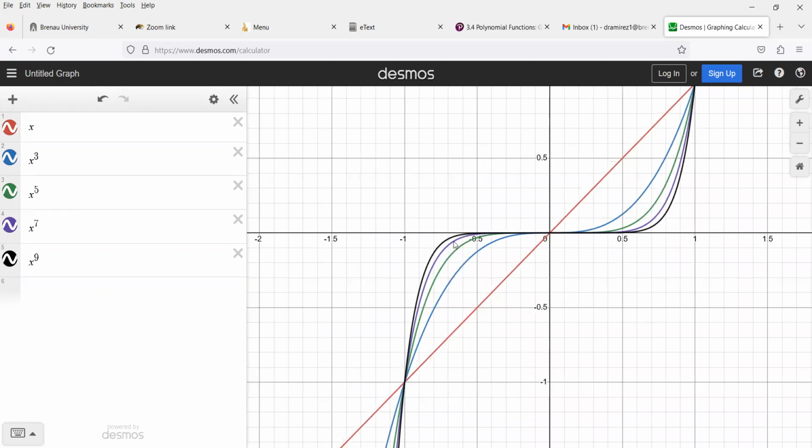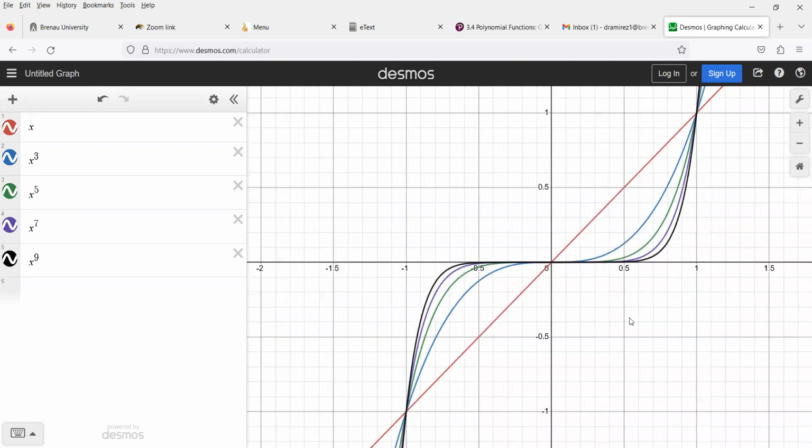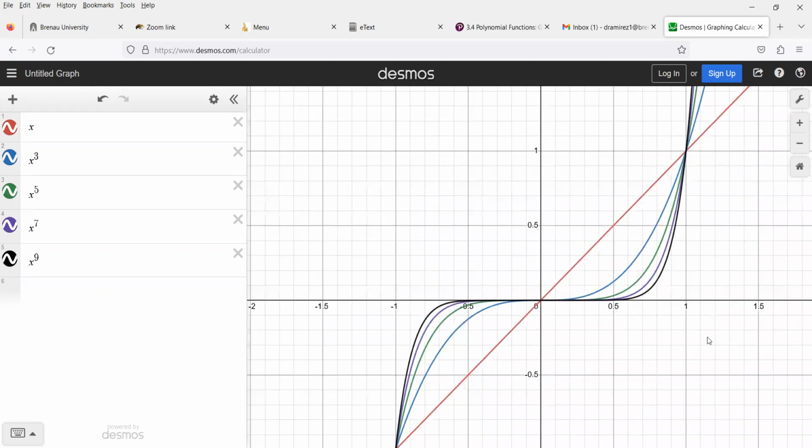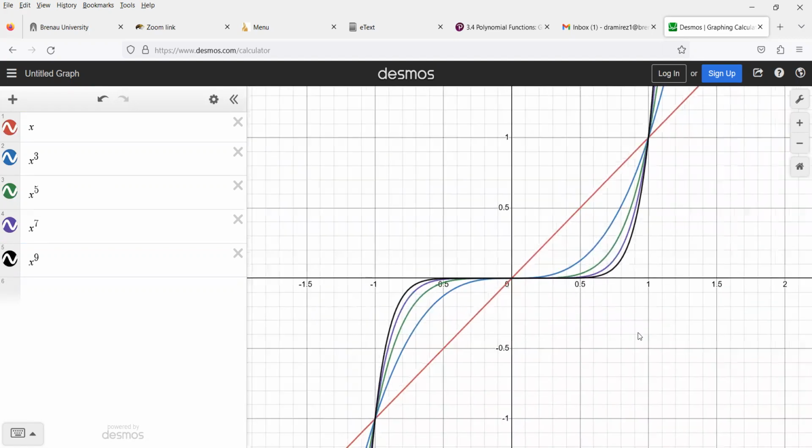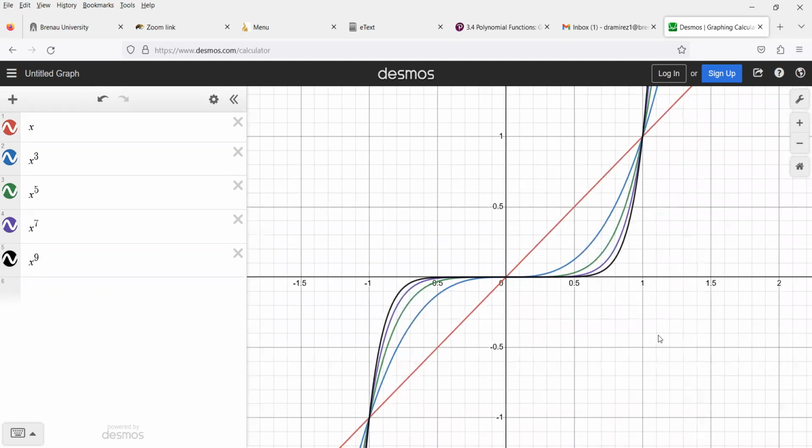As it approaches the origin, the turns become steeper. But it levels off as it approaches the origin, and once it moves away from the origin, the increase becomes faster. I said steeper, actually it becomes flatter as it approaches the origin. And they all have 3 points in common: (-1, -1), (0, 0), and (1, 1).